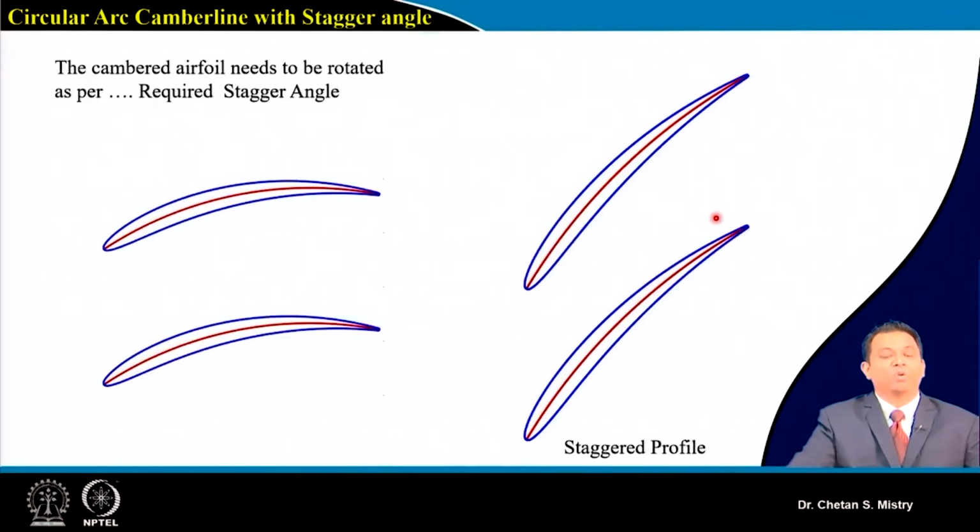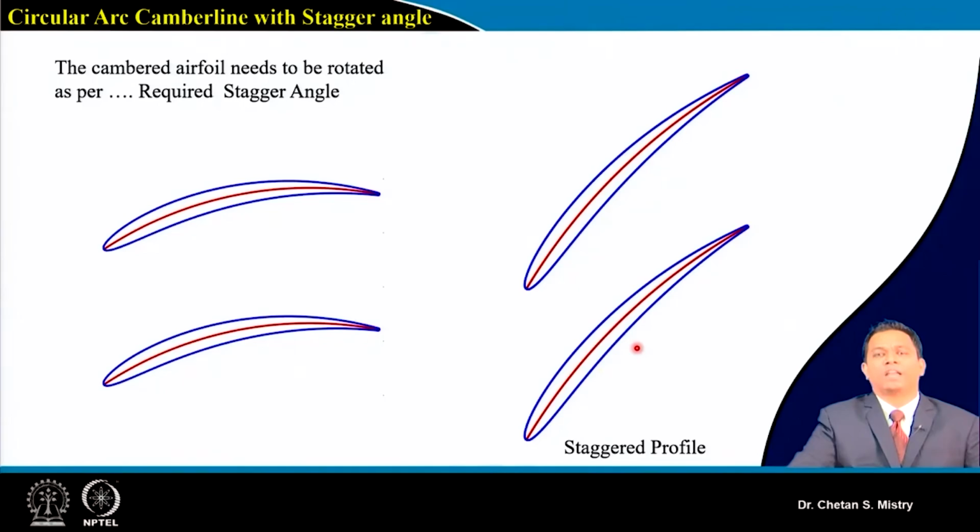Now we have discussed the change of stagger angle. Suppose this is at my hub, I can set that at a stagger angle. We will discuss all these aspects when we discuss the design in detail. There we will also discuss how to calculate or determine the coordinates of these blades. So this represents the staggered arrangement, which is what we say for our circular arc camber line.